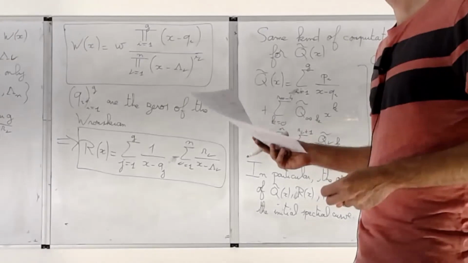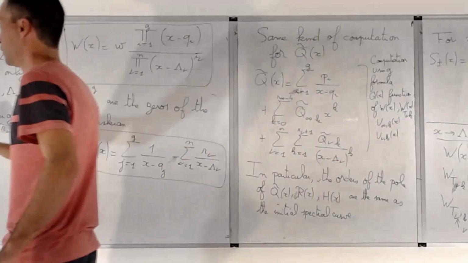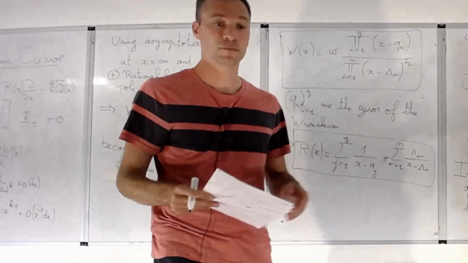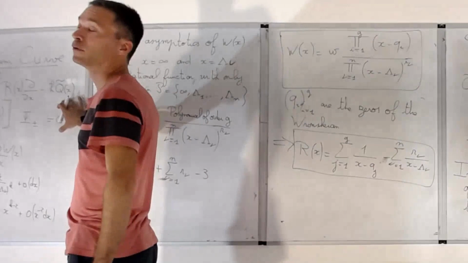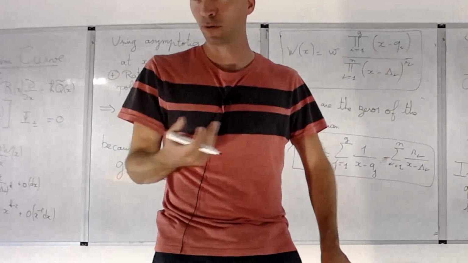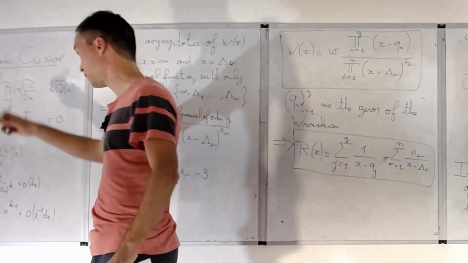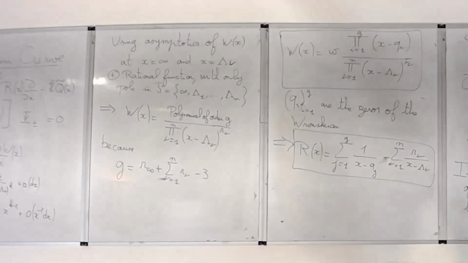We have to remember that these functions Q tilde, R, H appear here in the quantum curve. And if you put back this expression in the quantum curve and you evaluate at x equal q_i, which is something you can do, you know that the psi function is regular at this point, so you can just look at what's happening, and you get some relation.